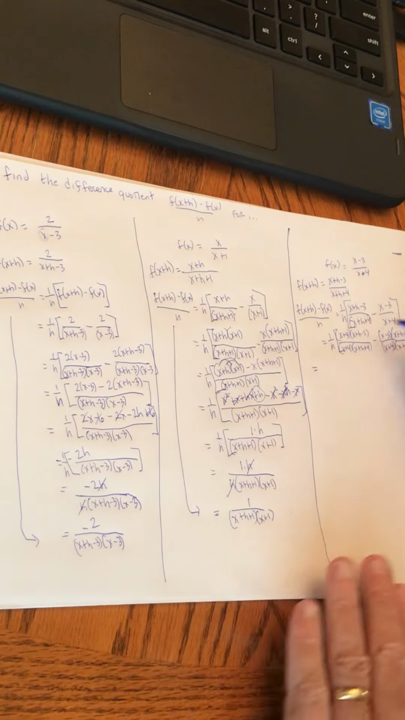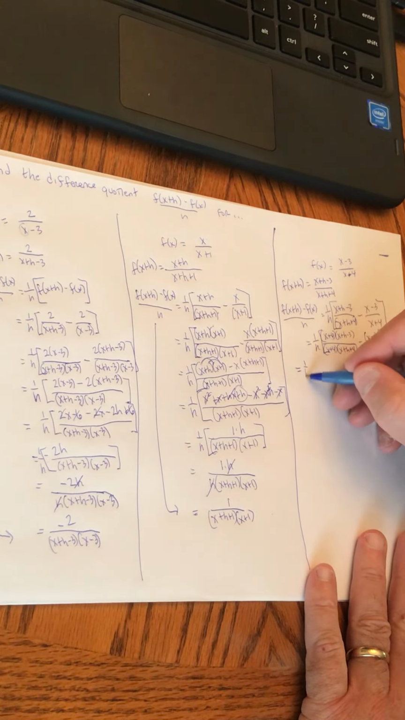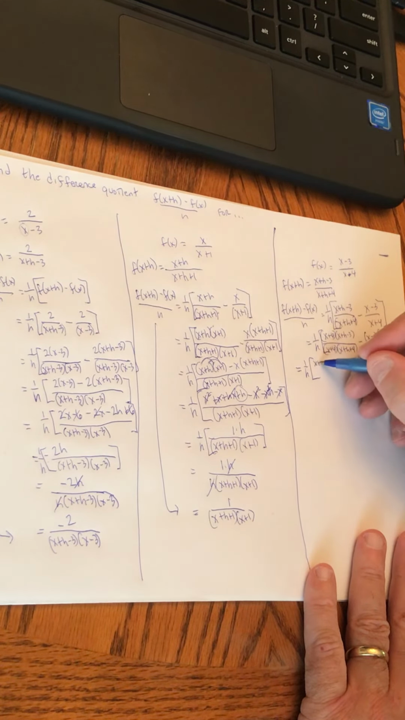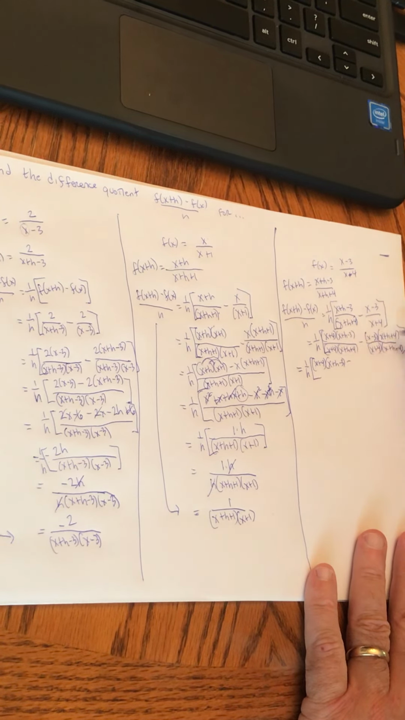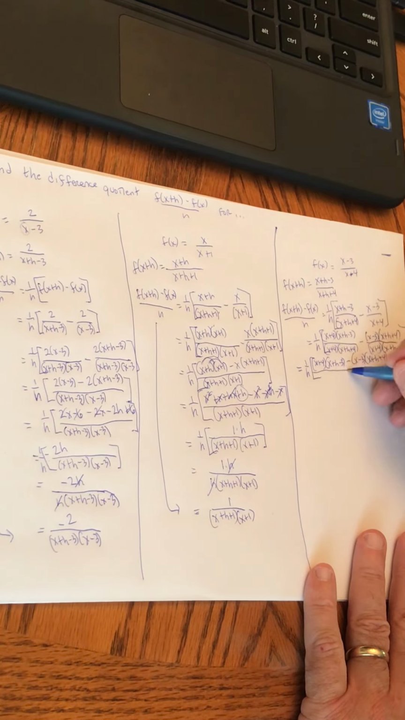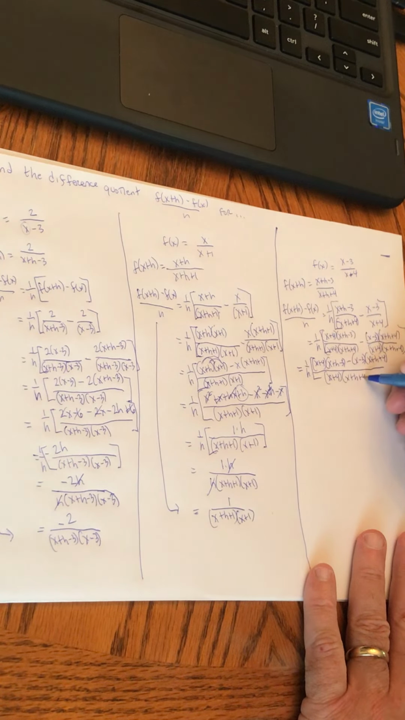Again, the numerators just subtract, and the common denominator stays the same. So that's 1 over h times x plus 4 times x plus h minus 3 minus x minus 3 times x plus h plus 4, all over my common denominator, x plus 4 times x plus h plus 4.